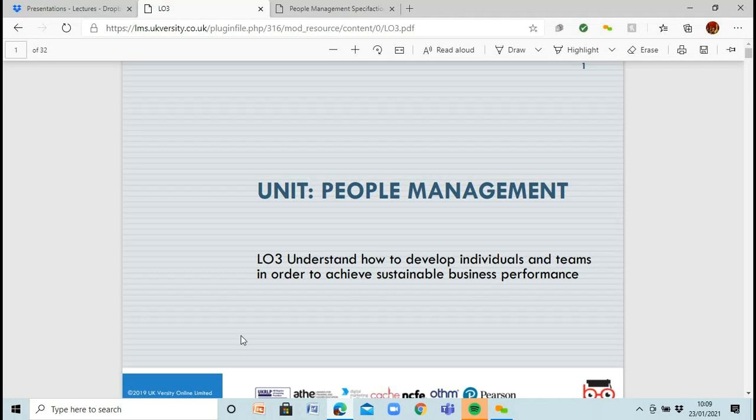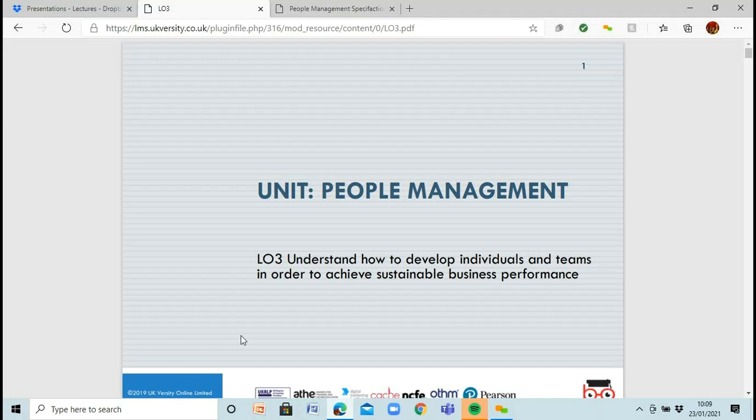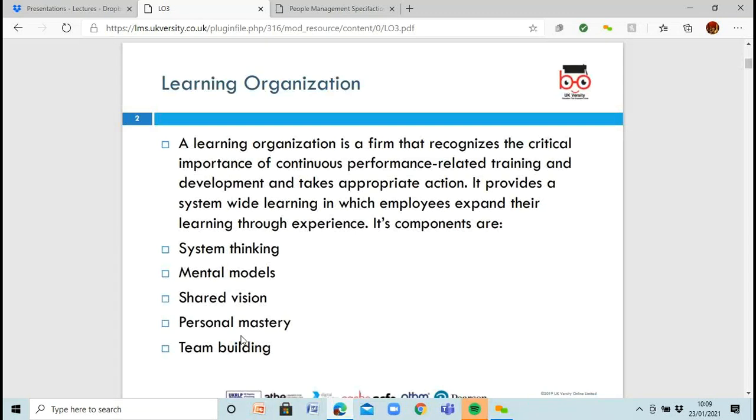So learning outcome 3 for the people management unit, understand how to develop individuals and teams in order to achieve sustainable business performance. So we're going to just look at a little bit of an overview before we start looking at the actual assessment criteria. So within the learning organization, it has a firm belief and it recognizes the critical importance of continuous performance related training and development. You'll know this as CPD, so continuous professional development.